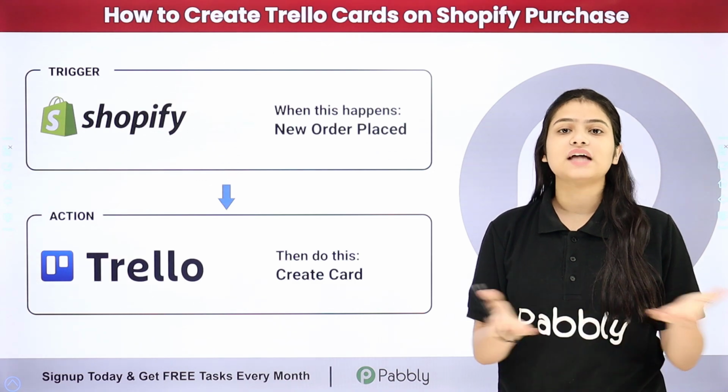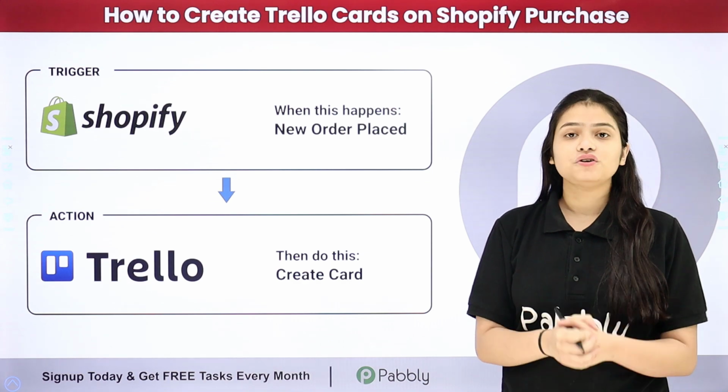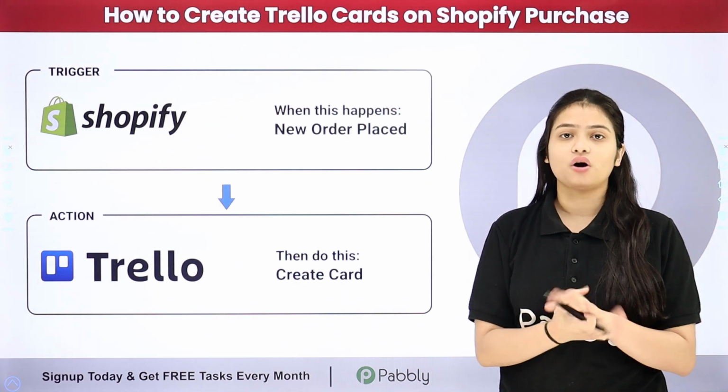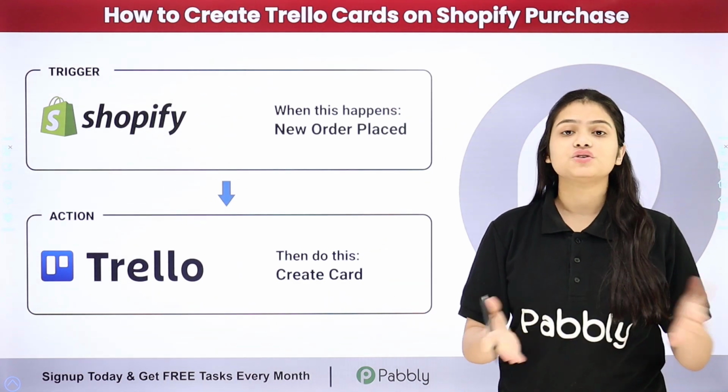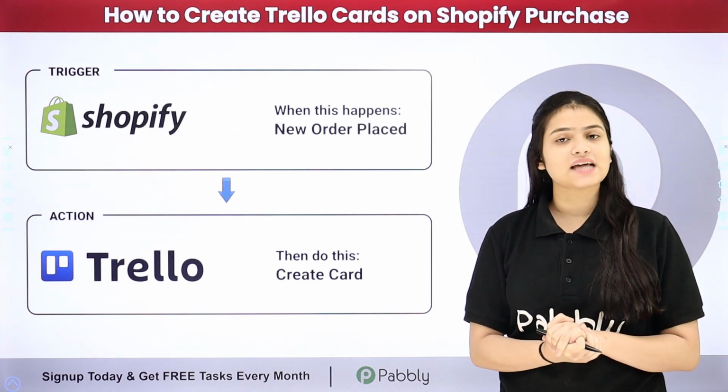Now my objective is that as soon as a new order is placed by a customer on my Shopify store, automatically a card should be created with that order details in my Trello account so that the team members could follow up with the order details. So how are we going to automate this entire process?